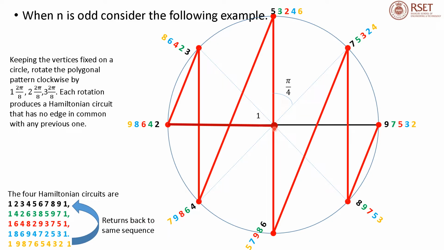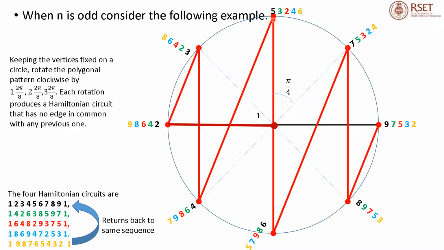We can define another Hamiltonian circuit like this. We keep the vertex 1 fixed on the circle and rotate the polygon pattern clockwise by 1 times 2 pi divided by (9 minus 1), that is 8, where 9 is the number of vertices in the graph. That means we are rotating the polygon by the angle pi by 4.